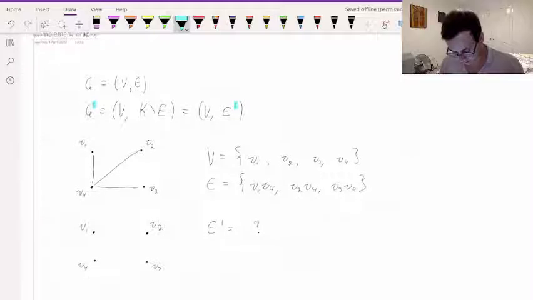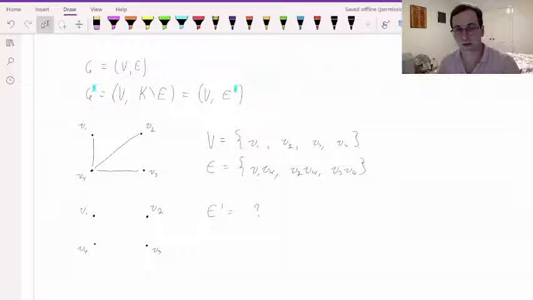So as a first example, if we consider this graph here on 4 vertices, and you can see I've explicitly stated the vertex and edge set. Now ask yourself, what is the complementary graph? Remember, we want to take our complete graph, in this case, the complete graph on 4 vertices, and then remove the edges in our graph G.